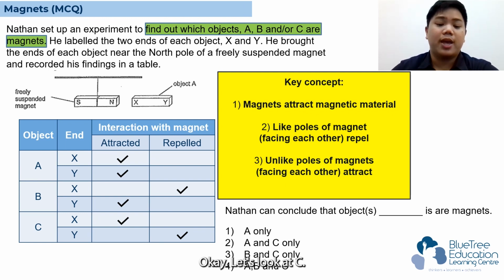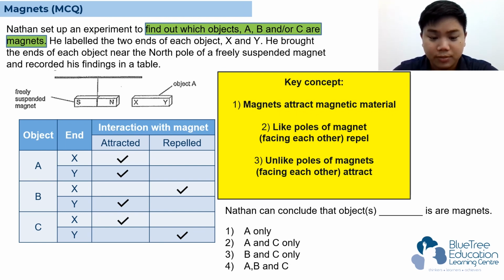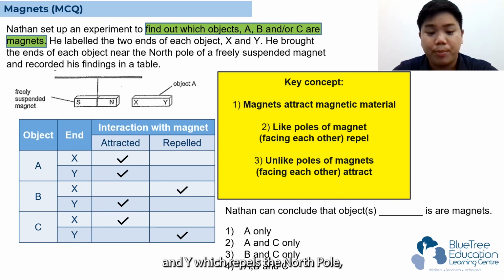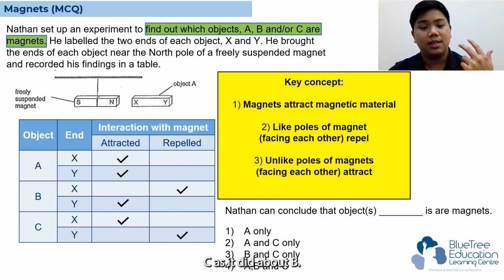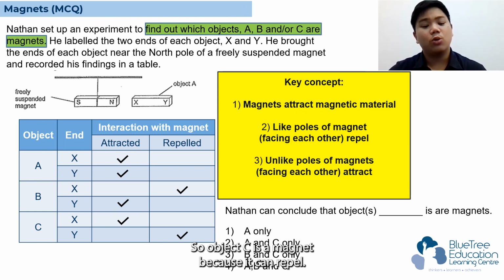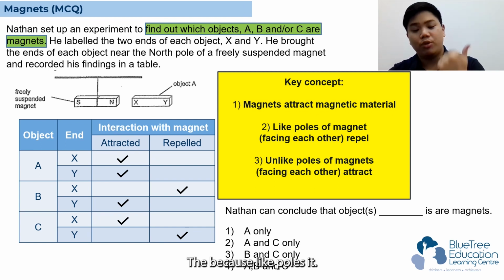Okay, let's look at C. So object C has X, which is attracted, and Y, which repels the north pole, which tells us the same thing about object C as it did about B. Okay, so object C is a magnet because it can repel, right? And the end Y is the north pole because like poles repel.